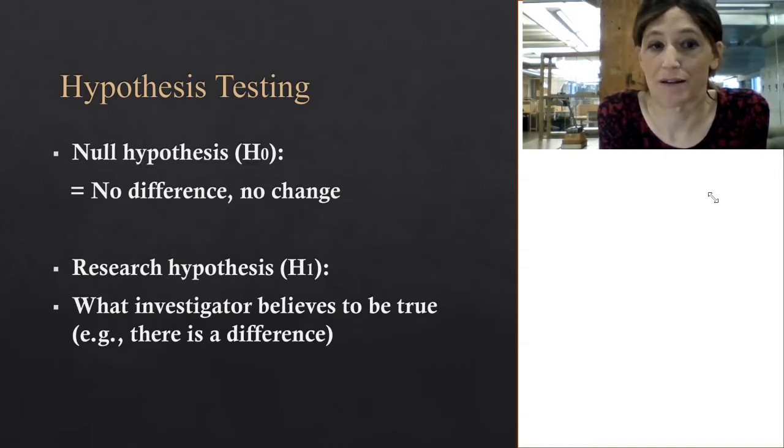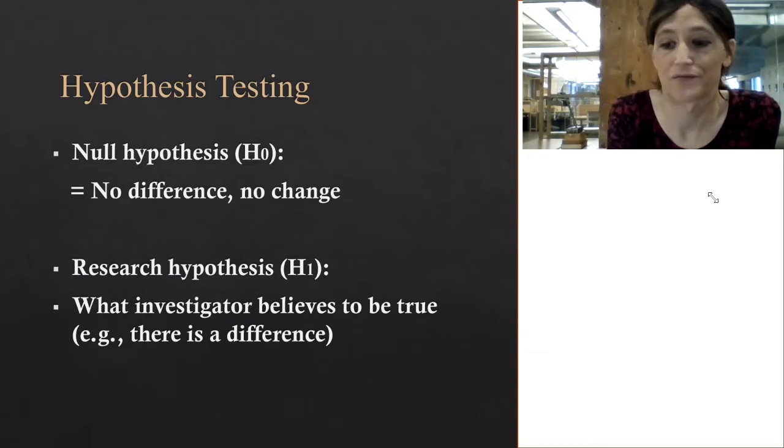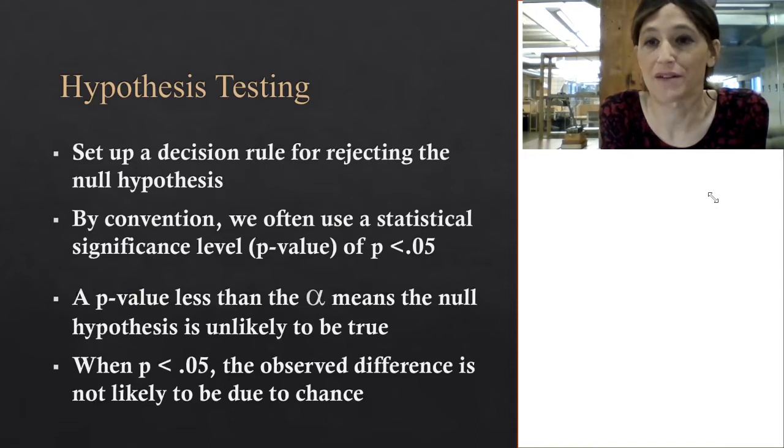So the research hypothesis is what we actually believe to be true. We also call that the alternative hypothesis to the null hypothesis. And that's what we're really interested in. Is there a difference? So we have to set up a decision rule for rejecting the null hypothesis. And we do this by using a probability distribution. And from that probability distribution, we're able to obtain what's called a p-value, which is really just the probability that the null hypothesis is true.